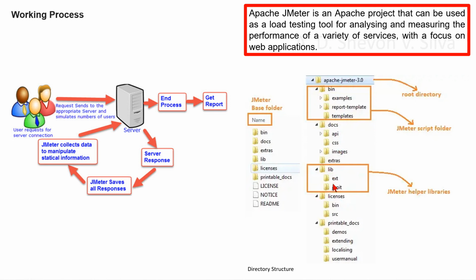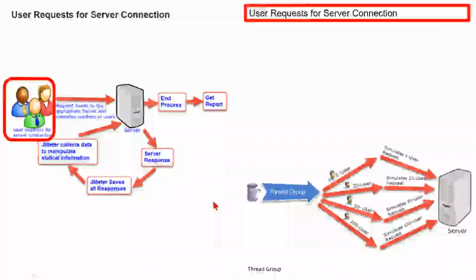Here inside lib you can see ext and JUnit. These are JMeter helper libraries. Inside licenses you can see bin and src. Inside printable docs you can see demos, extending, localizing and user manual. Now we are focusing on user requests for server connection.